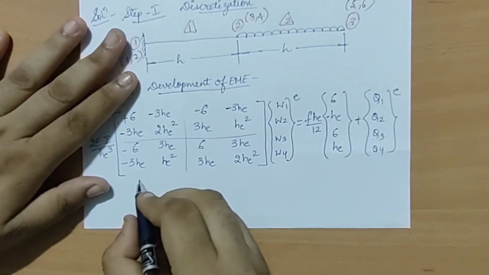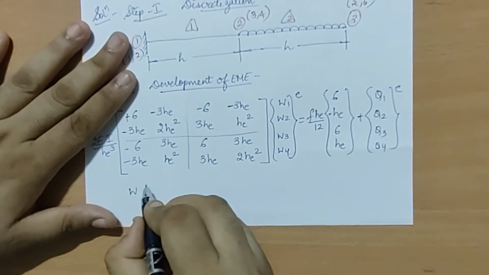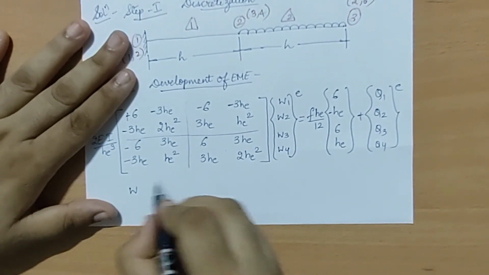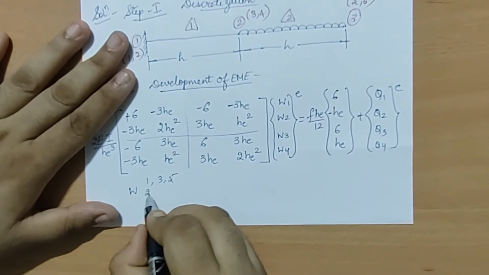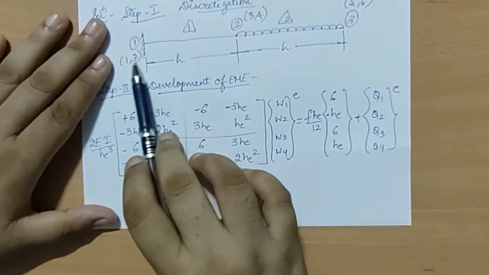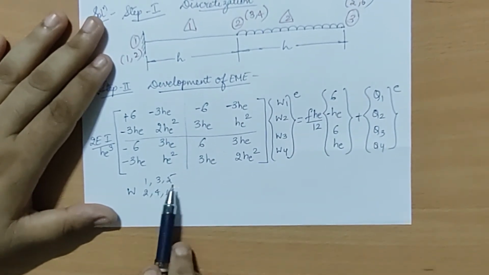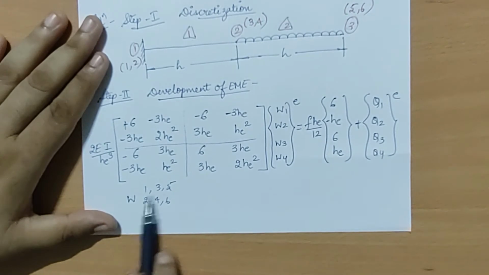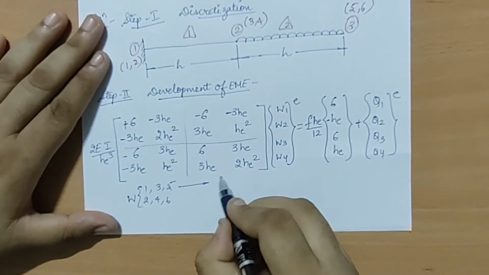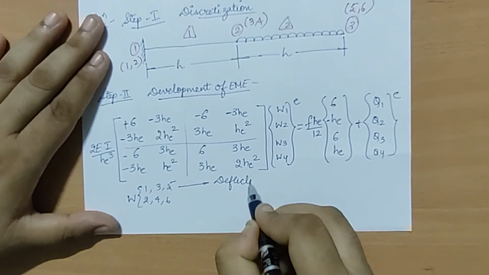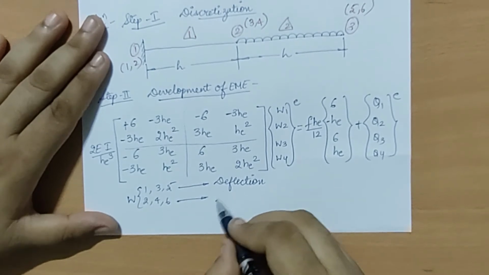Now here you will have to remember that for W I will have 2 different sets of numbers. One is odd, one is even. Because when you see here there is 1, 3, 5, 2, 4, 6. So I have written 1, 3, 5. These values of W for 1, 3, 5 are going to indicate deflection. And 2, 4, 6 will indicate slope.